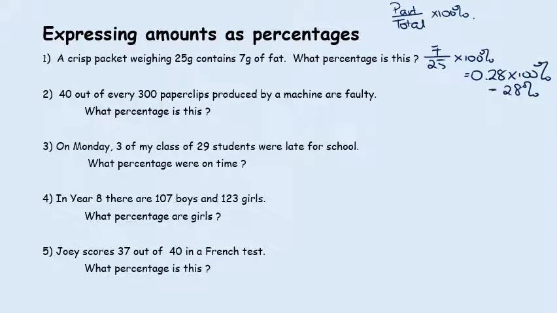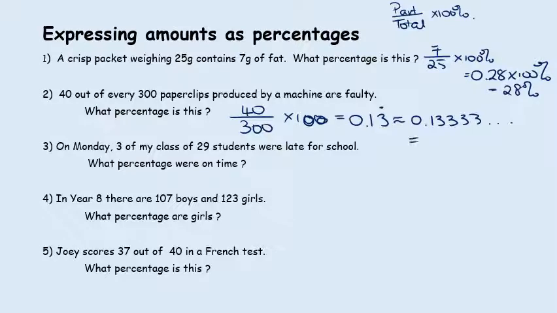Okay. So 40 out of every 300 paper clips produced by a machine are faulty. What percentage is this? So our part over our total multiplied by 100, and that's going to give us 0.13 recurring, which means it's 0.1333 and so on. So as a percent, that's 13. Sorry, I forgot the 100% there. 13.3 recurring percent. Okay, so you could obviously round that, but we weren't told to.